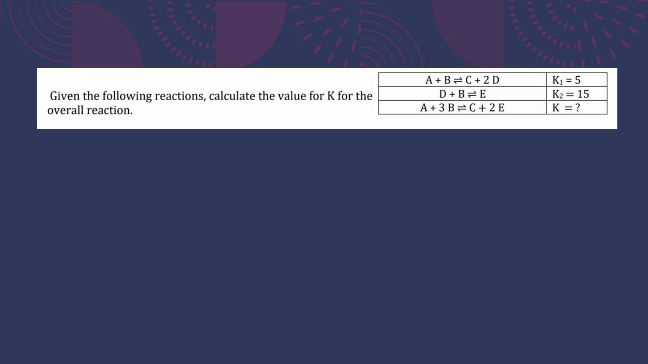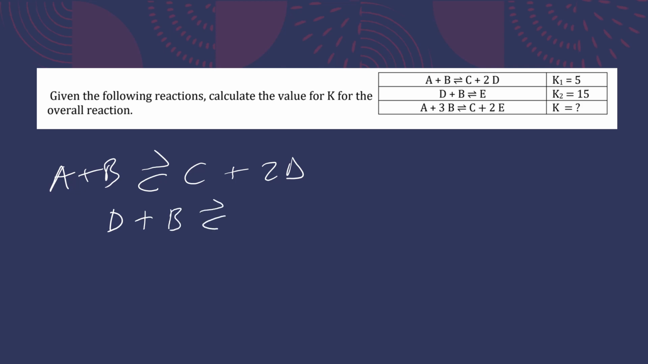So I'm going to rewrite this down here just to make it a little easier to do the work, so to speak. So we have A plus B produces C plus 2D. We got D plus B produces E. Let's see, how can we end up with A plus 3B produces C plus 2E?